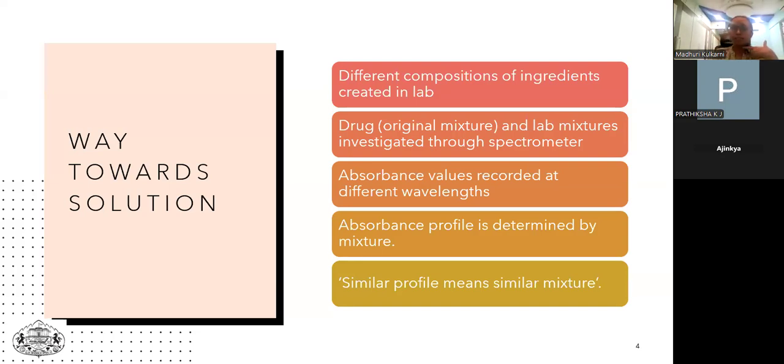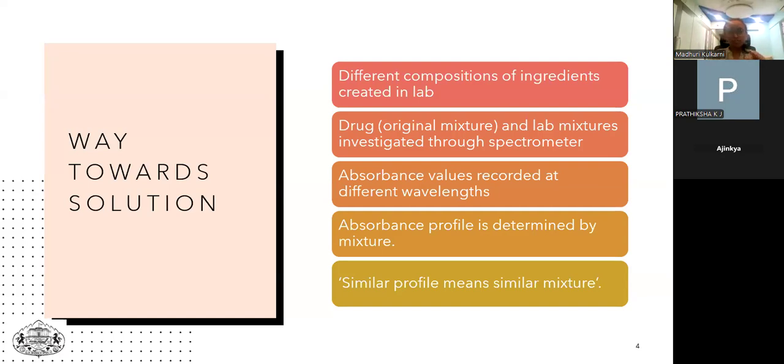So how do we check this? The common way to check this, I have put here on this slide. The idea is to take the two ingredients and create their mixtures in the laboratory, wherein one would know the proportion already.